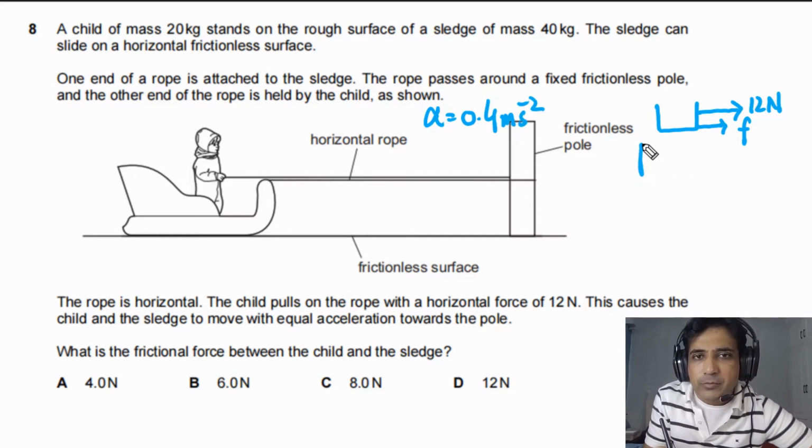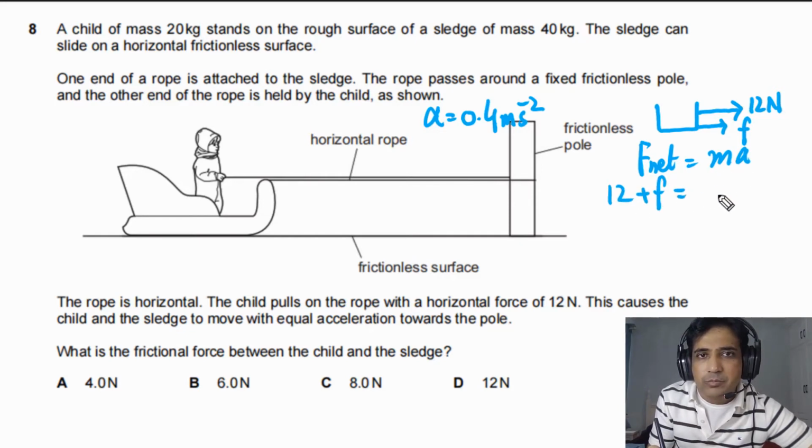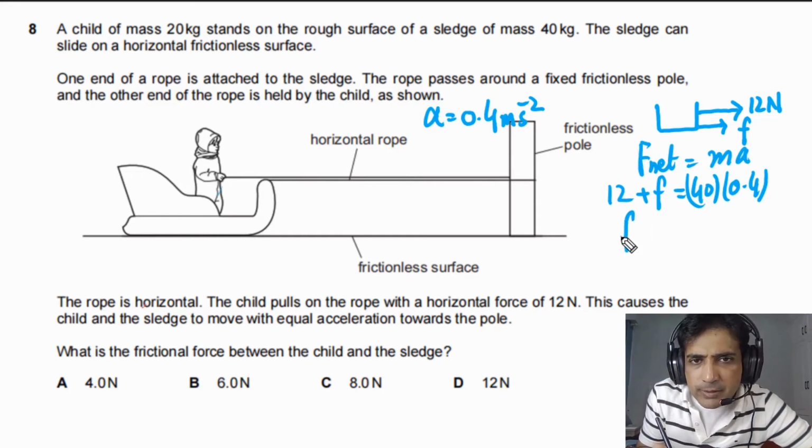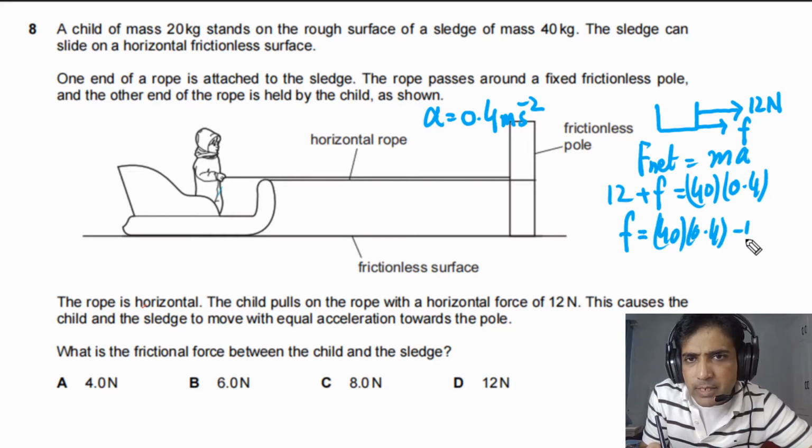So simply we can write down in this case F net has to be equal to ma. F net in this case is equal to 12 plus F, and this is equal to the mass of the sledge, that is 40 kilograms, times acceleration, 0.4. Now simply we can solve this for F. So F is equal to 40 times 0.4 minus 12.